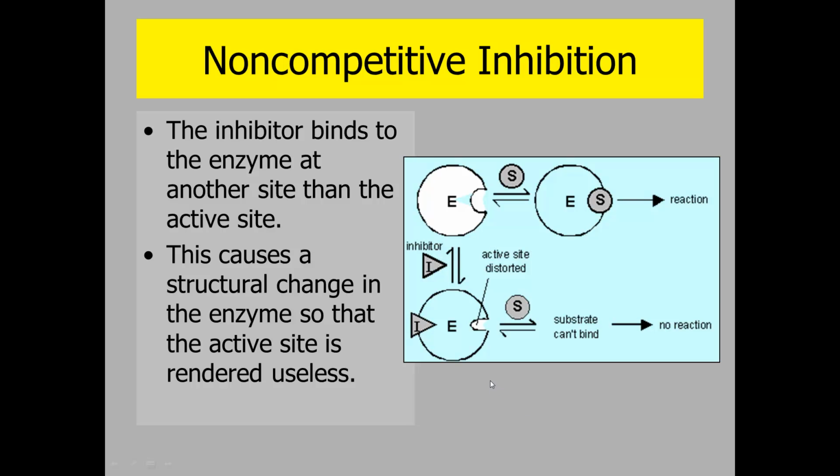Non-competitive inhibition works in a different way. In this case, the inhibitor is binding to a different area of the enzyme, and it alters, by binding, the active site of the protein or the enzyme. So here, the altered active site no longer is able to bind the substrate, and no reaction can occur. So this structural change in the enzyme then renders the active site useless.